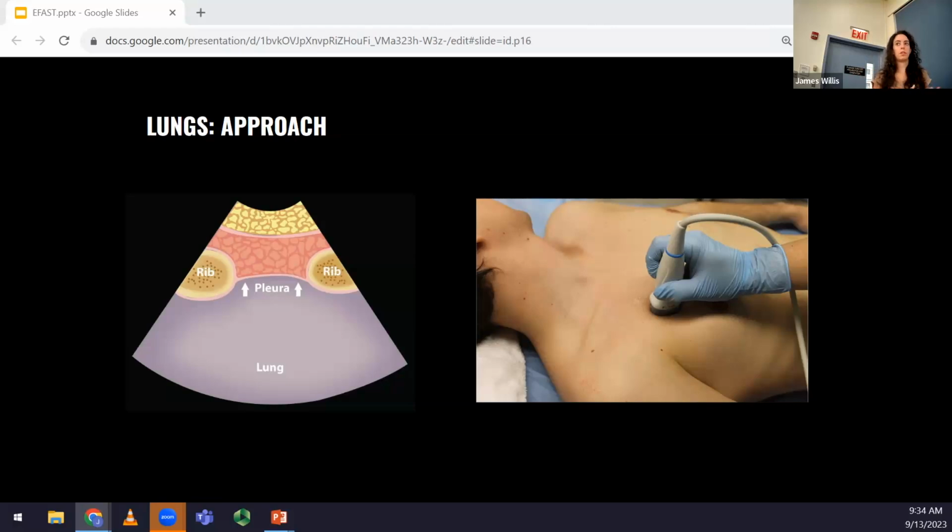Again, we're talking about the air being position dependent. So your patient needs to be supine when you're doing this exam and you're looking in the anterior chest. If your patient's sitting up and you're scanning near the nipple line, you're going to miss a possible pneumothorax.